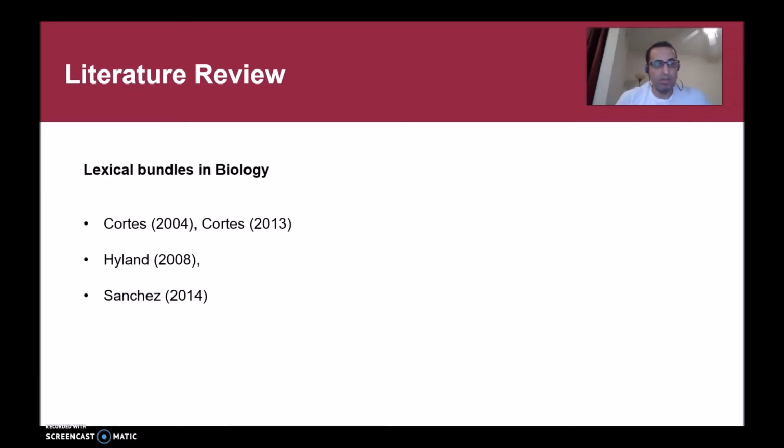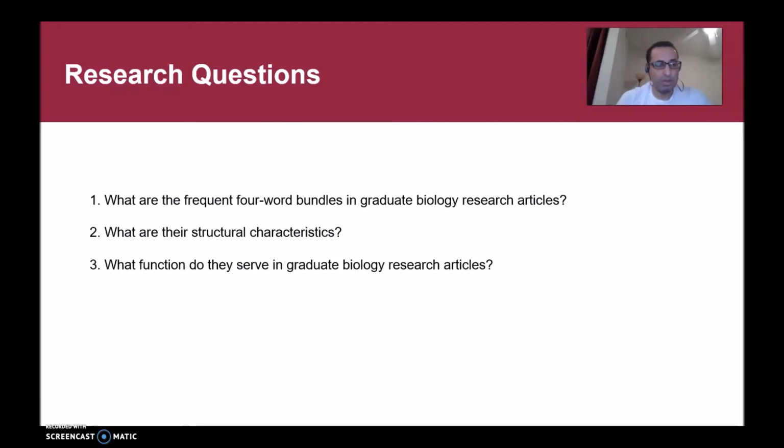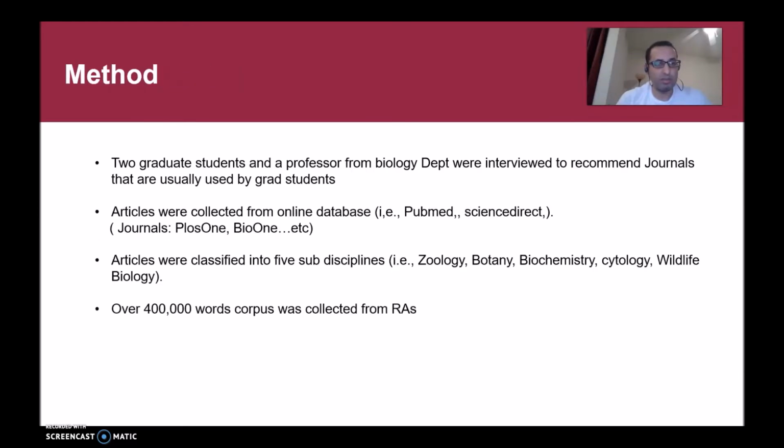So there are few studies that investigated the lexical bundles in biology, such as Cortes 2004 and 2013, Hyland 2008, and Sanchez 2014. So my pilot study has three research questions. What are the most frequent forward bundles in graduate research articles? What are their structural characteristics, and what function do they serve in graduate biology research articles?